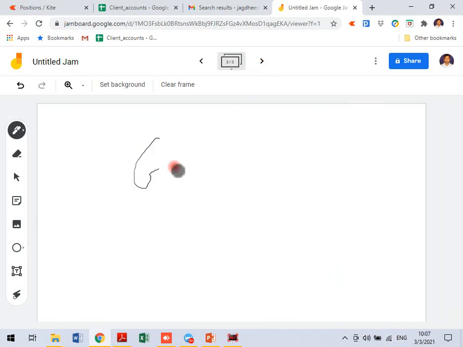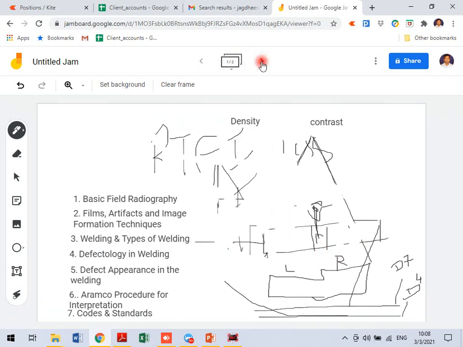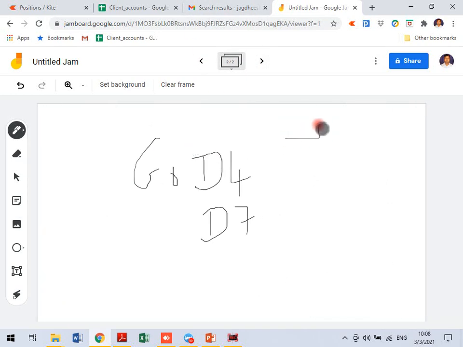So, good contrast in D4. And in D7 is low contrast, right? So what I am saying is that the contrast is because of the film, not because of the object. The object I have given here. This is the object, right? I will draw it once again here. This is the object. The film is 2. So the contrast is because of the film, not because of the object.